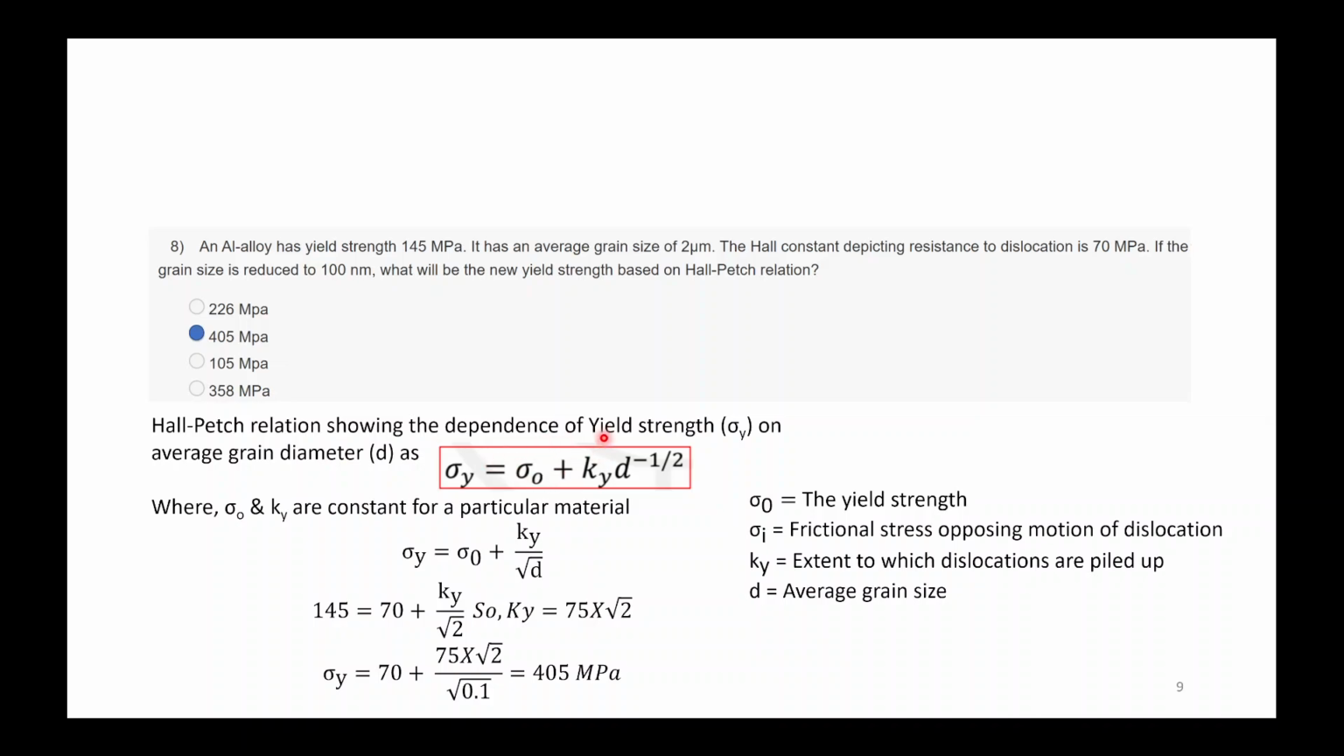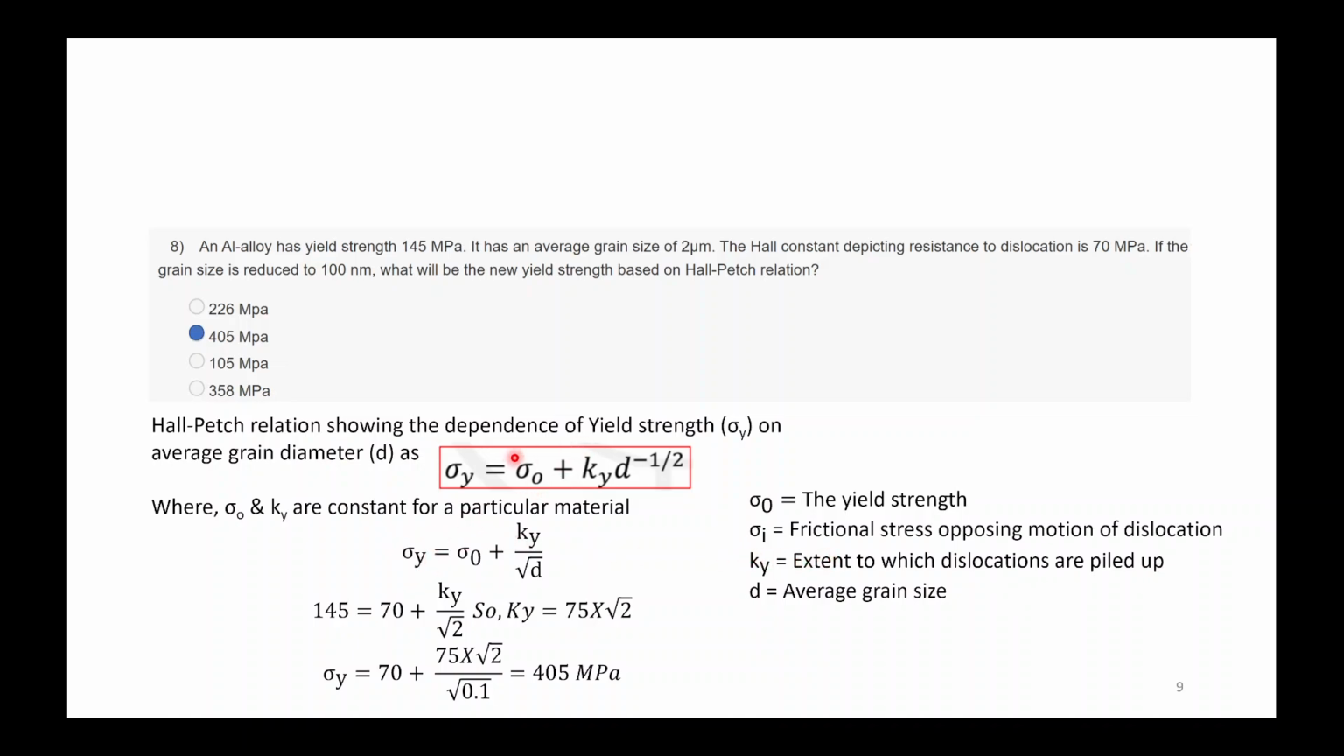So this is your Hall-Petch relation. Sigma y equal to sigma naught plus ky times d divided by root d. So this d is your grain size, sigma y is yield strength, sigma naught and ky are constants, and sigma naught is frictional stress opposing motion of dislocation, ky is extent to which dislocations are piled up. So this will depend on strain hardening.